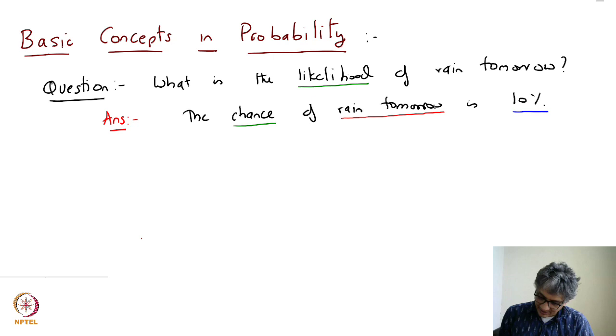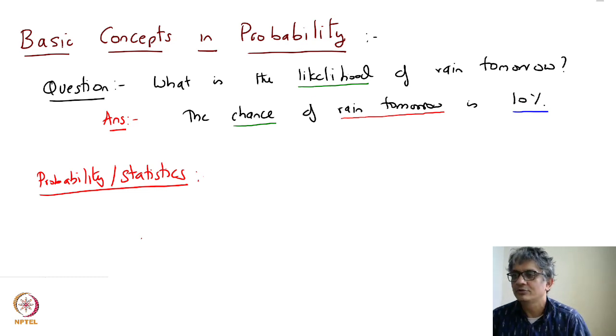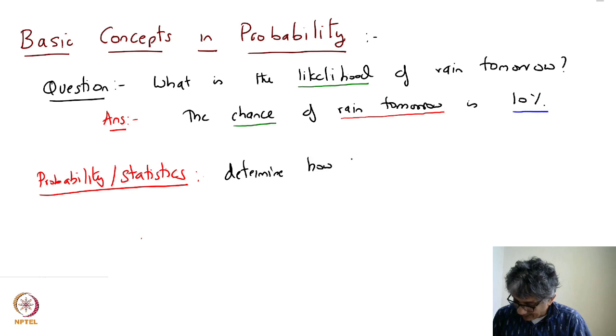So there are three things in the question and answer. One is the likelihood or the chance. One is the event of interest, that is rain tomorrow, and one is the number, that is 10%. So this is a feature of probability and statistics. Both these subjects always want to determine how likely certain things are going to occur.